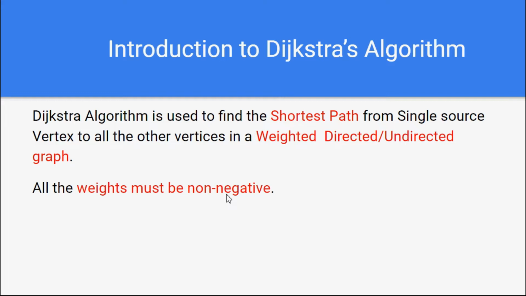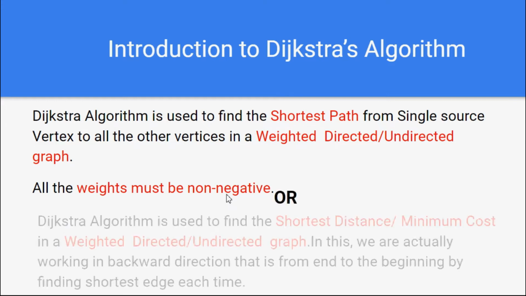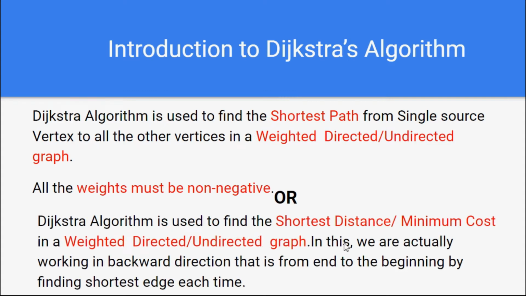Now there is another definition of Dijkstra algorithm. It is used to find the shortest distance or the minimum cost in a weighted, directed or undirected graph. In this, we are actually working in the backward direction. What do I mean by backward direction? We are calculating the cost from the end to the beginning, and at every step, we are calculating the shortest distance. But before moving ahead with the Dijkstra algorithm, firstly, we should know how to calculate the distance of a vertex from another vertex. Let's have a look.